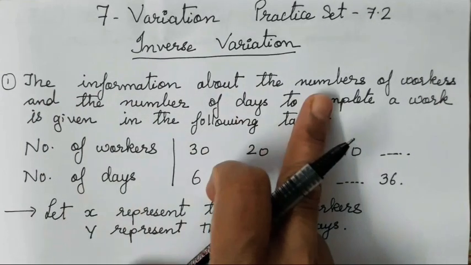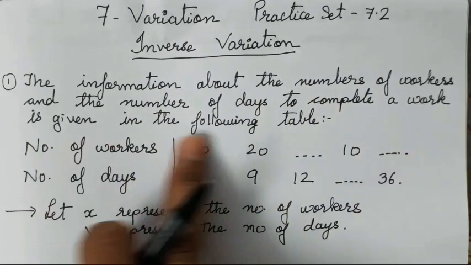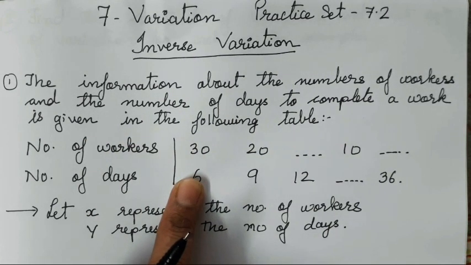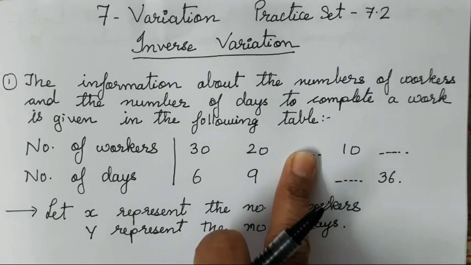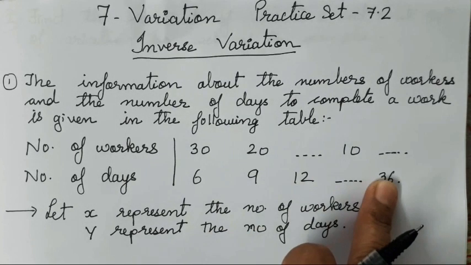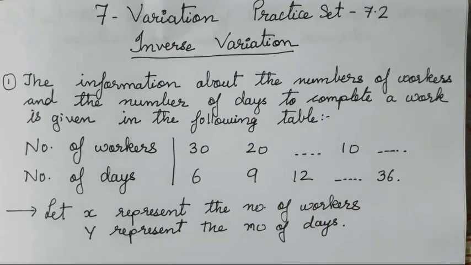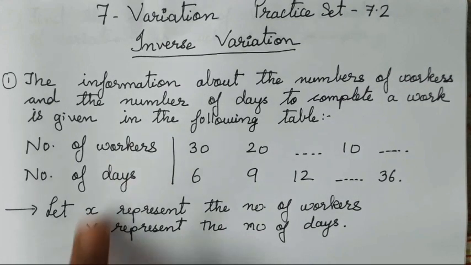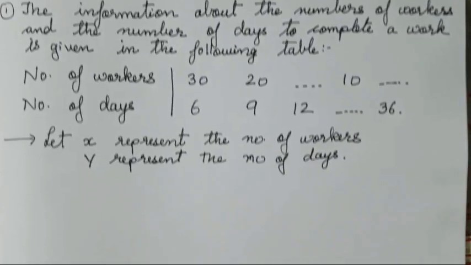The information about the number of workers and the number of days to complete the work is given in the following table. When there are 30 workers, 6 days; 20 workers, 9 days. With 12 days, how many workers? With 10 workers, how many days? With 36 days, how many workers? The remaining ones you all have to find. For that you have to represent x as the workers and y as the number of days.